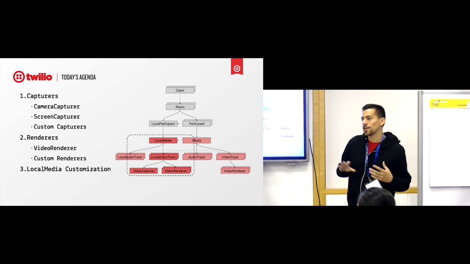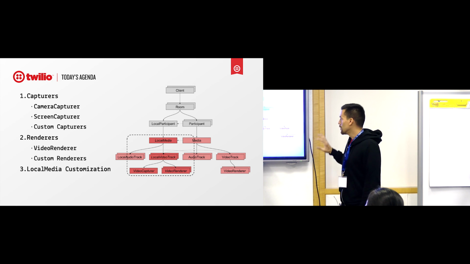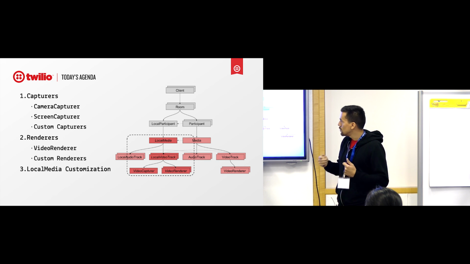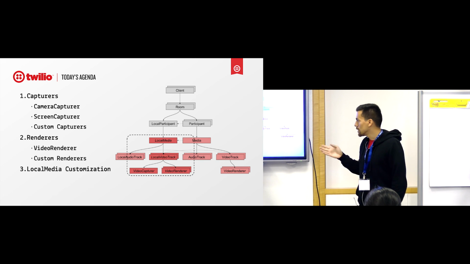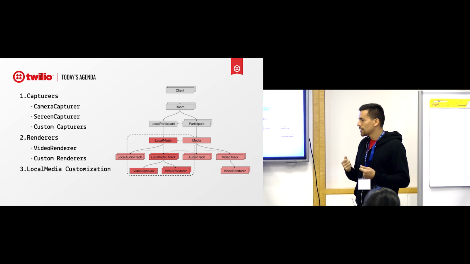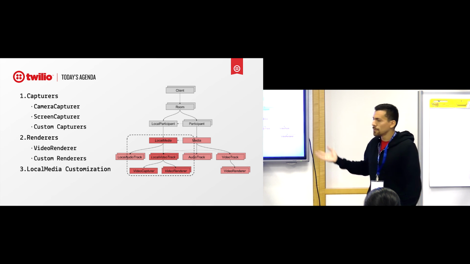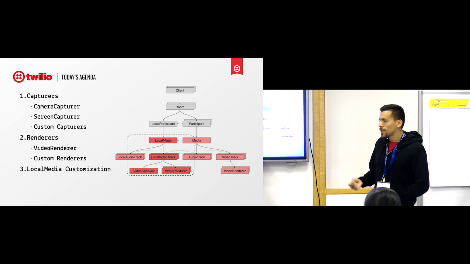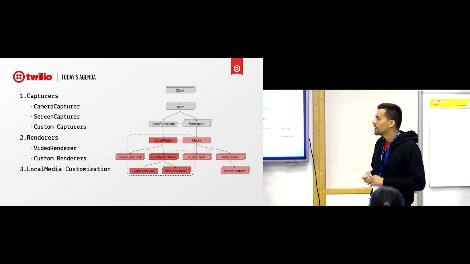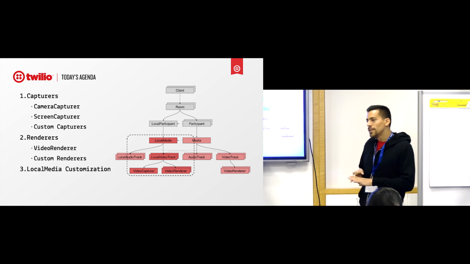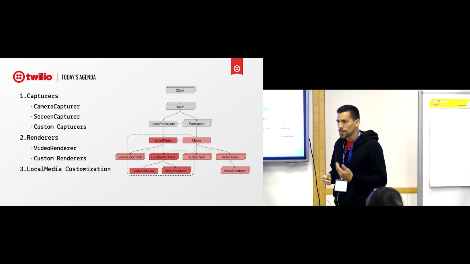So today I wanted to focus primarily on the local media and how you can make changes to captures as well as renderers to get more unique user experiences for your users. And so I'll be talking specifically about captures. I'll talk about the standard camera capture. I'll share a screen capture that we've added to our SDK. And then I'll go into what would be required to build your own custom capture using our API.